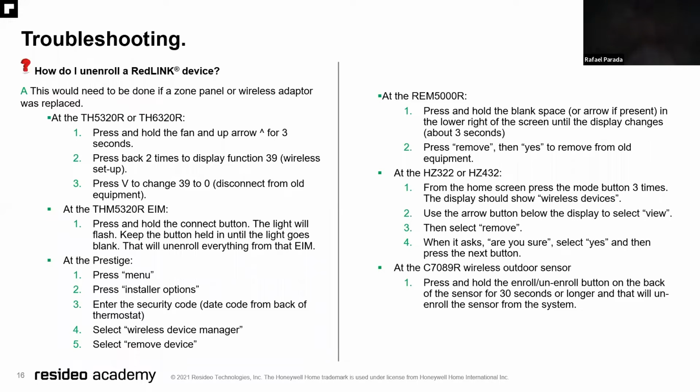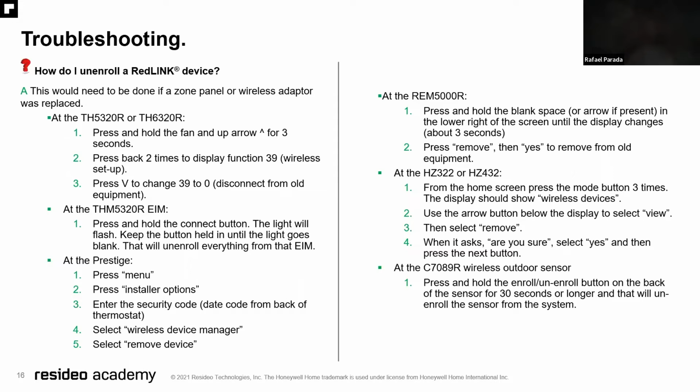Talking about the zoning panels, from the zoning panels, we need to go to the home screen and press the mode button 3 times, and the display should show wireless devices. Now we can use the arrow button below the display to select view. Then we can use the arrow button to select remove the device that we want to remove, and it will double check if we are sure that we want to remove that device. And so we are going to press yes, and that is how we are unenrolling one of the EIMs or the thermostat connected to the zoning panel.